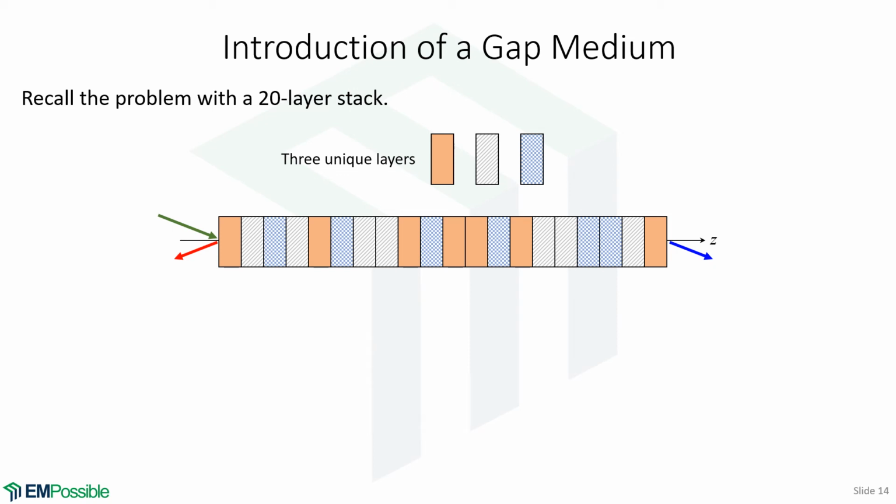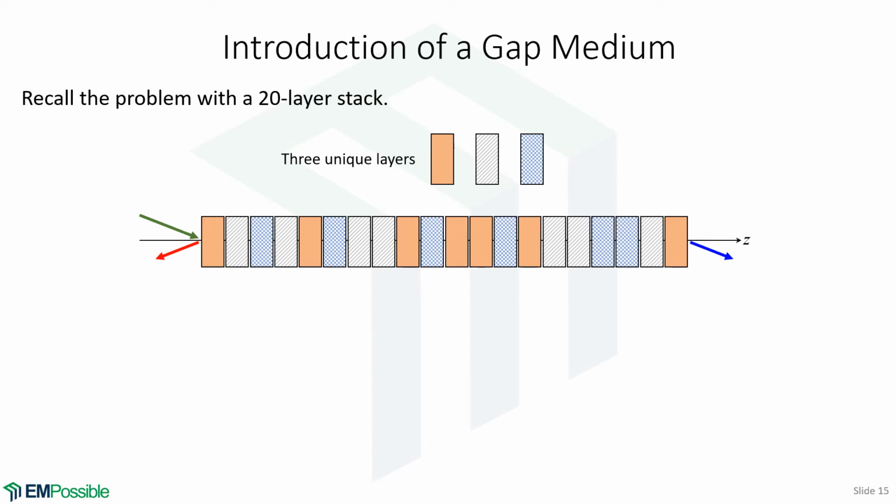So let's just get the concept of what's going on here. Here's our stack of 20 layers again, and we only have 3 unique layers, but we realize that all 20 layers are going to have their own unique scattering matrix, which makes it so that we can't just calculate 3 unique scattering matrices. Well, what if we separated all of those layers by some gap?